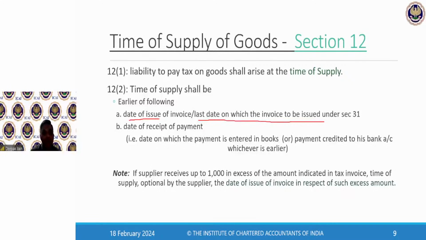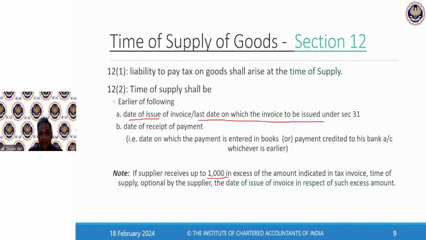Now this note, which says that if the supplier receives up to rupees 1,000 in excess of the amount indicated in tax invoice, time of supply, which is optional by the buyer, shall be the date of issue of invoice in respect of said excess amount. Matlab, if I've supplied 5,000 rupees worth of goods and the recipient has paid 5,700, to the extent of 700, time of supply can be the actual supply or receipt, whichever is earlier. But that will not be relevant now because of this notification number 66, which says that for supply of goods, it is always when you raise an invoice. So this 1,000 is not relevant in goods. When we discuss service, I will explain you the relevance of that.